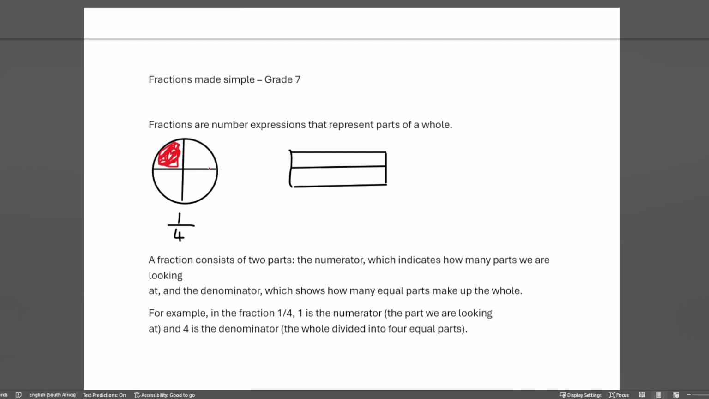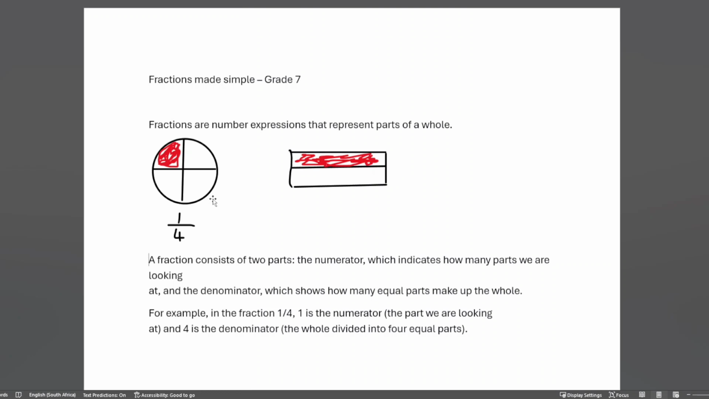So I would just like you to give me an answer to this one. If we color this whole part, what would the fraction of this part be? And let me know in the comments below.